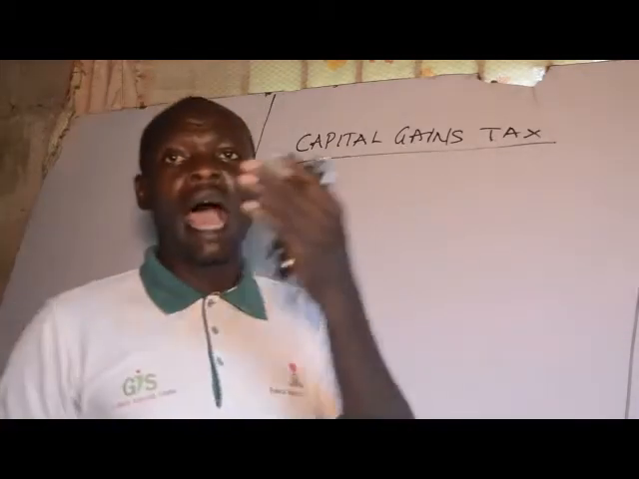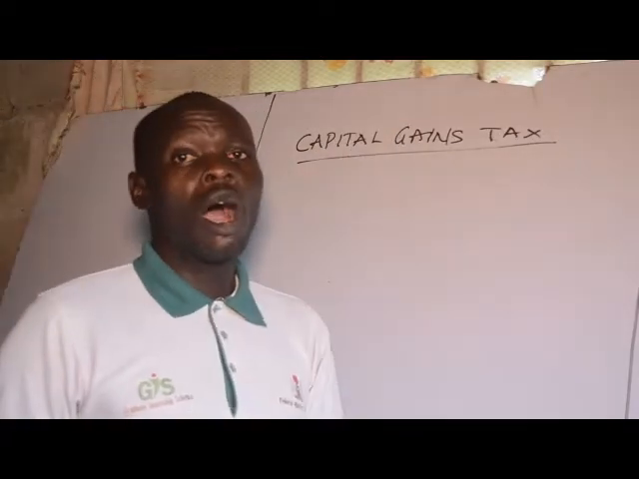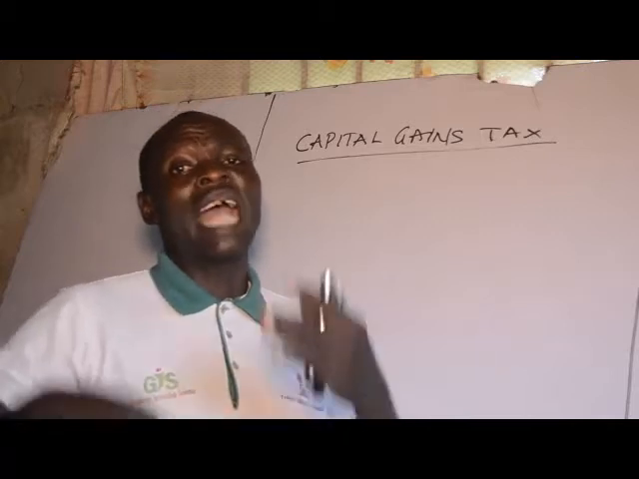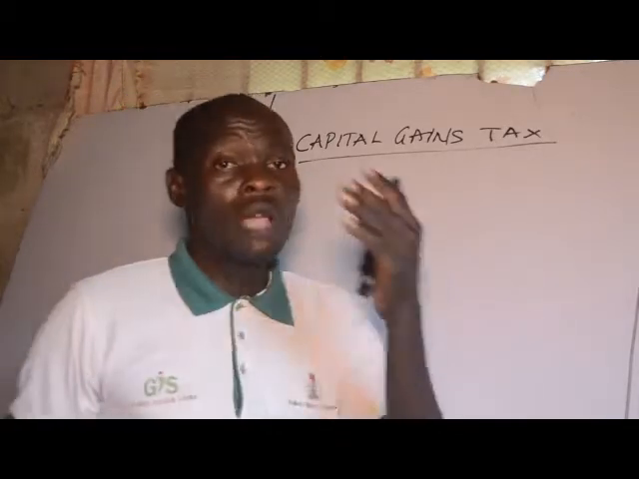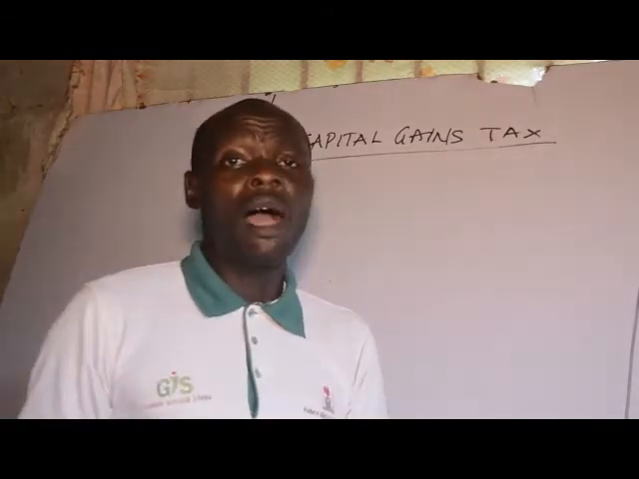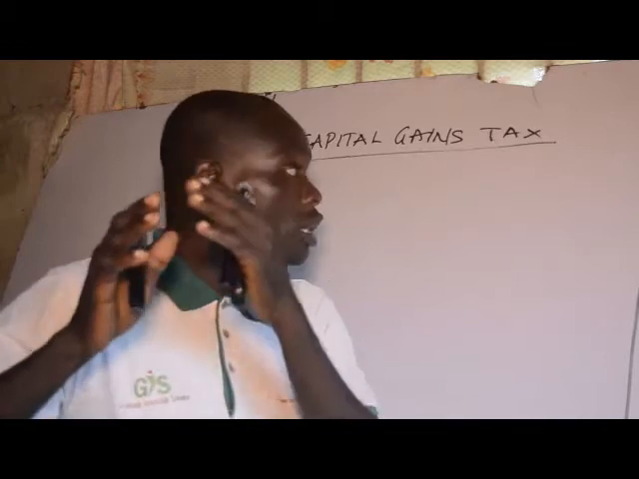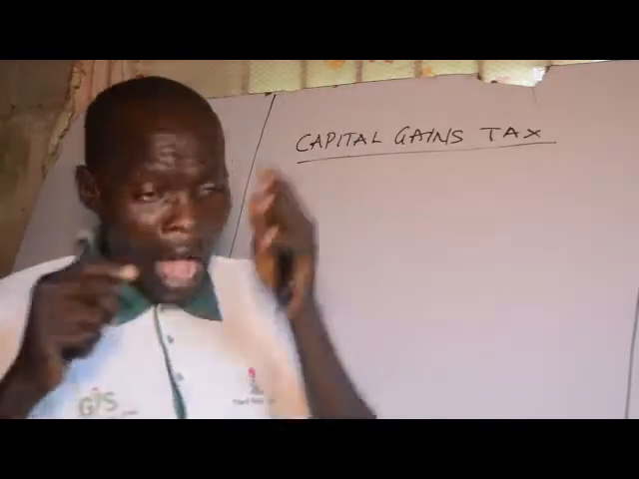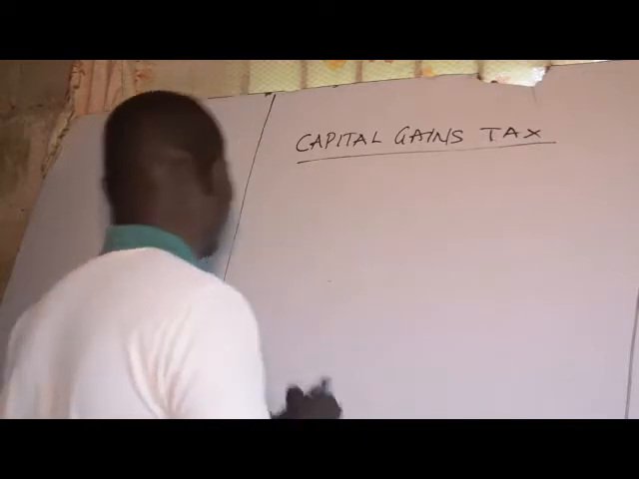Capital gain tax will arise where the sales proceeds on the disposal of chargeable assets exceed its cost of acquisition. Where the sales proceeds from disposal of chargeable assets exceed the cost of acquisition, then we have the capital gain.